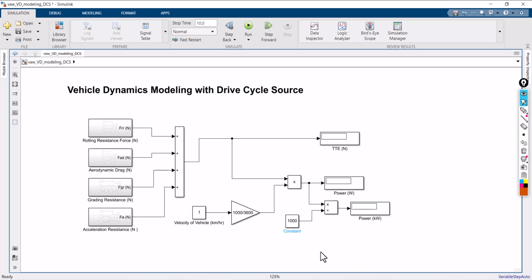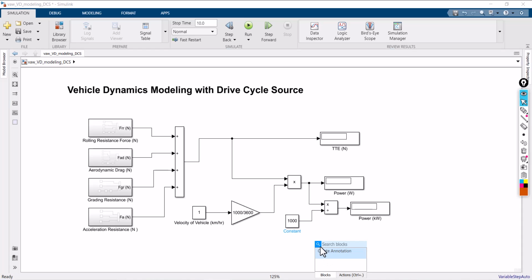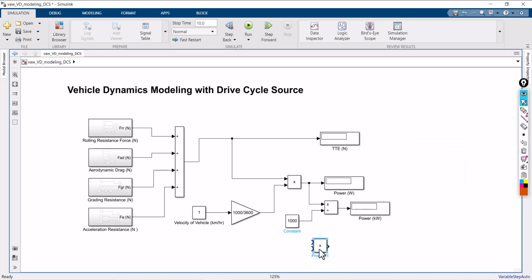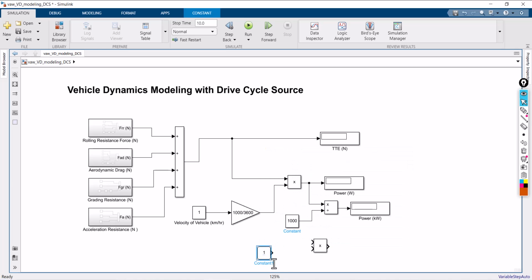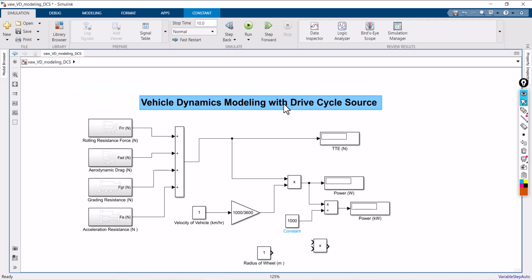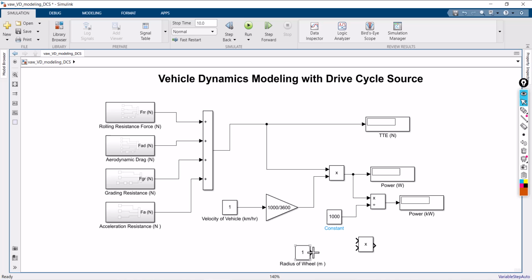At last, if you want to calculate the torque required, I need a product. I need one more constant, that is nothing but the radius of the wheel. So multiply this radius of wheel with the total tractive effort, that is force into radius, which will give you torque in Newton meter.